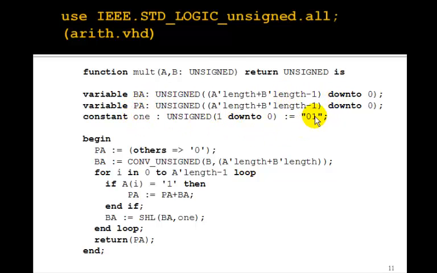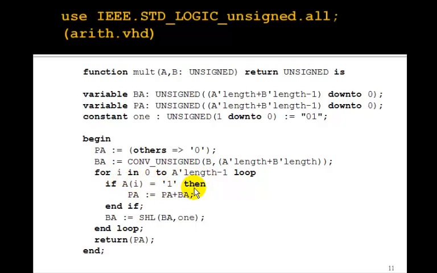They set the constant 1 to 1. They'll initialize PA to 0 using this others get set to 0. BA is just B, and then it's the two lengths, A plus B, so that'd be 8. And then they go through the loop. In this case, we'd go through 4 times, say, A tick length. That is the number of bits in A, the multiplier. So in our case, it would be 0 to 3.